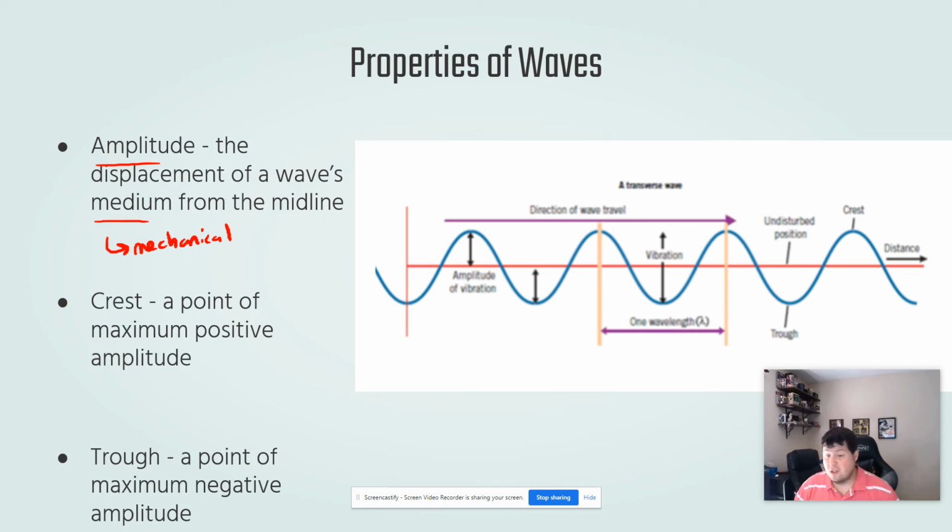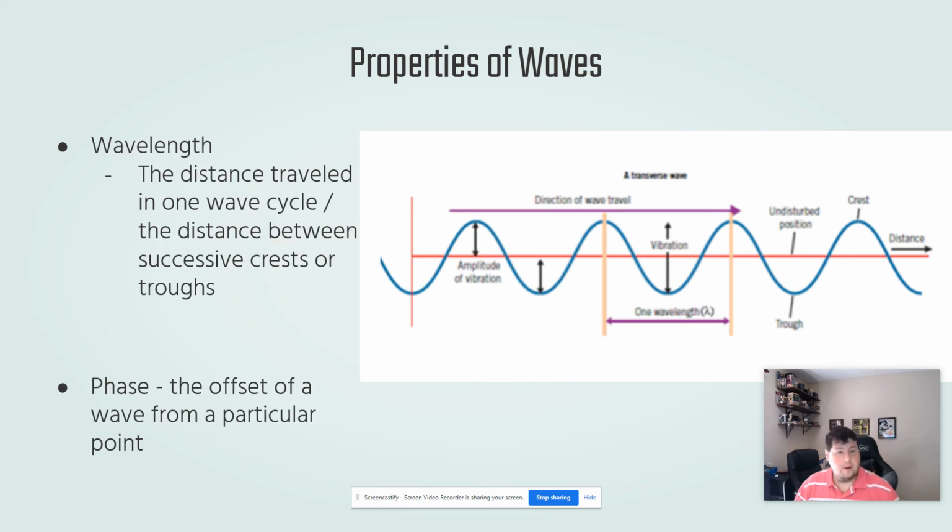Next, we have two words, crest and trough. Those refer to these points here. A crest is a point of maximum positive amplitude where the wave goes up. And then a trough would be a point of maximum negative amplitude where the wave goes down. So you have an alternating version of crest, trough, crest, trough, crest, trough here. The next one is the wavelength. Wavelength is the distance traveled in one wave cycle, or the distance between successive crests or successive troughs.